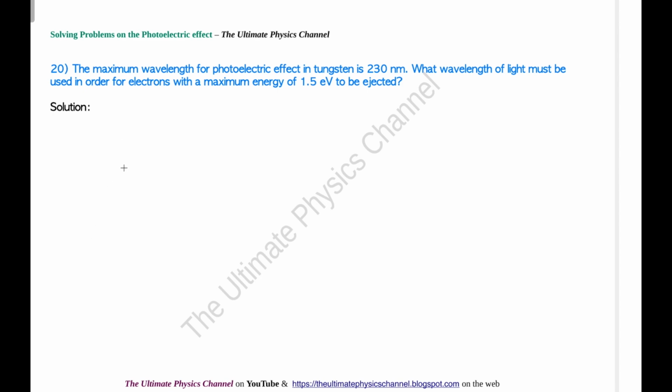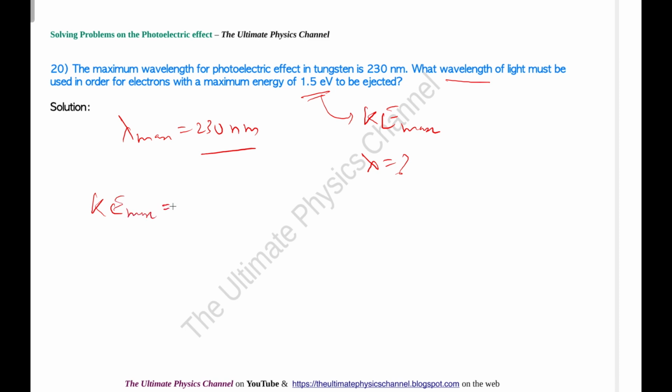Right, next problem. The maximum wavelength for photoelectric effect in tungsten is 230 nanometers. What wavelength of light must be used in order for electrons with a maximum energy of 1.5 eV to be ejected? This is maximum K. Now what is asked? What is the wavelength lambda? That's the question. So we know for the simple photoelectric equation, we can get this. We want 1 over lambda. 1 over lambda max is given for tungsten.